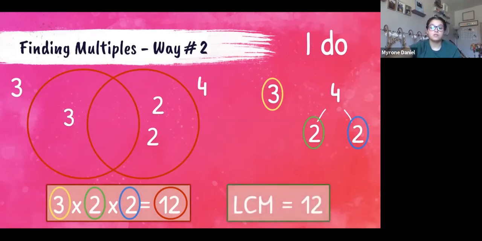So our least common multiple is 12 because we have to multiply the prime factors together. 3 times 2 times 2.